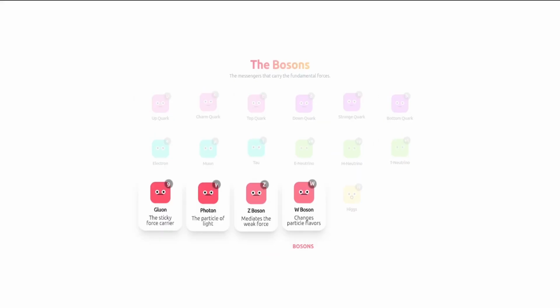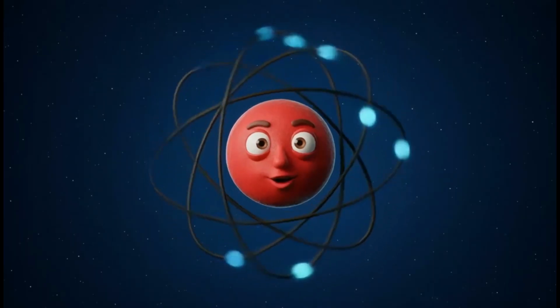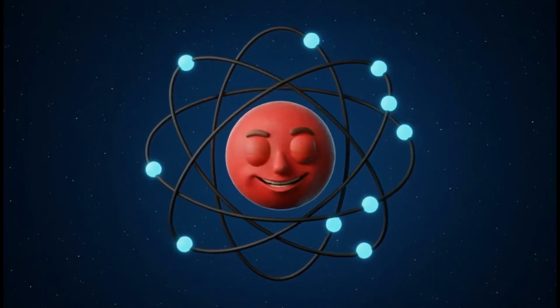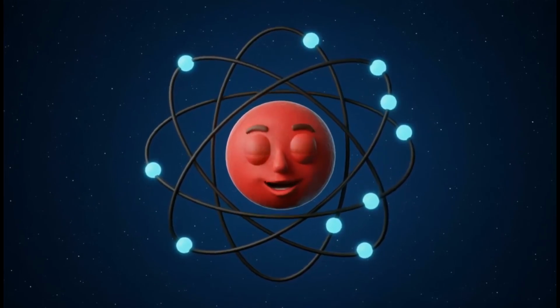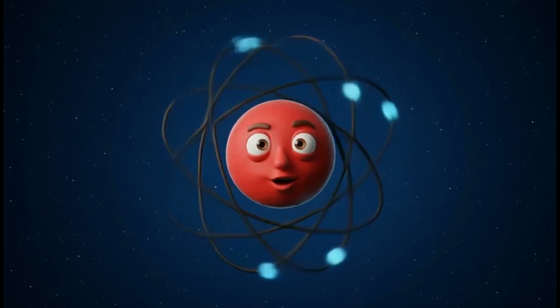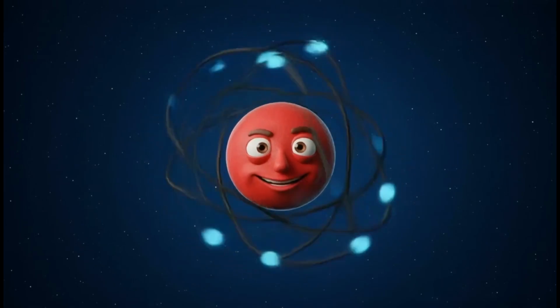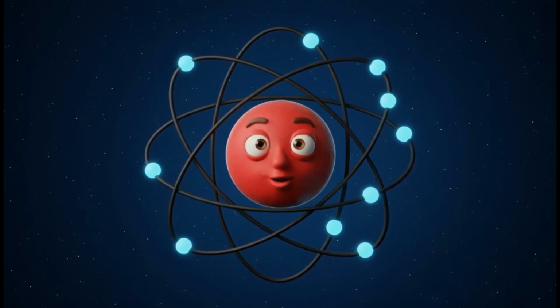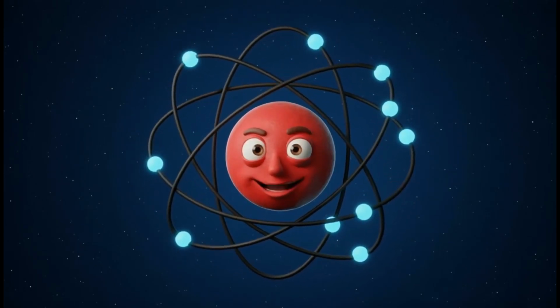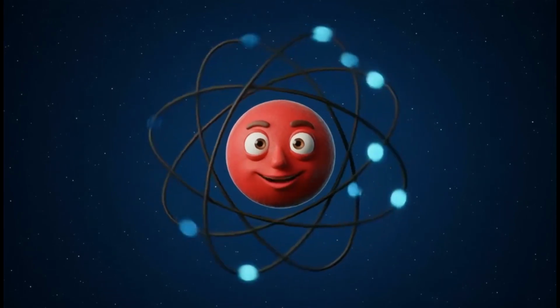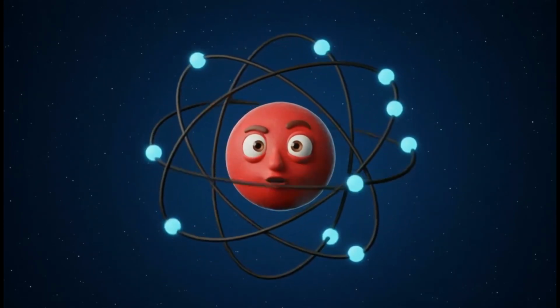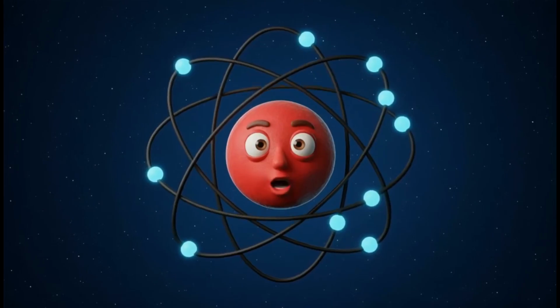Quarks, leptons, bosons, Higgs. It is the most precise scientific theory ever created. But it's embarrassing. That is only 5% of the universe. The other 95%, we call it dark matter and dark energy. We don't know what it is. The standard model is a map of an island, but we are realizing the island is in the middle of a massive, unexplored ocean.